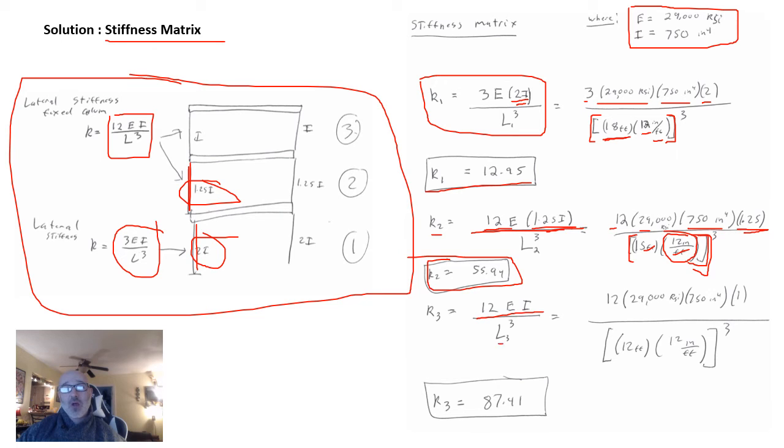EI over my L3 cubed, again from this relationship there. So this we plug in here, my 12 is equal to 12 right there. My E is equal to 29,000 KSI. My I is 750 inches to the fourth times my I value here is just now 1 times I. We'll still put that 1 there just to correspond so everything is consistent throughout this here. All divided in the numerator here by my L3, which my L3 is my length from here to here, which is 12 feet times now my 12 inches in a foot. All this whole thing, quantity cubed right there. And when I do out the math of that, my K3 is equal to 87.41.